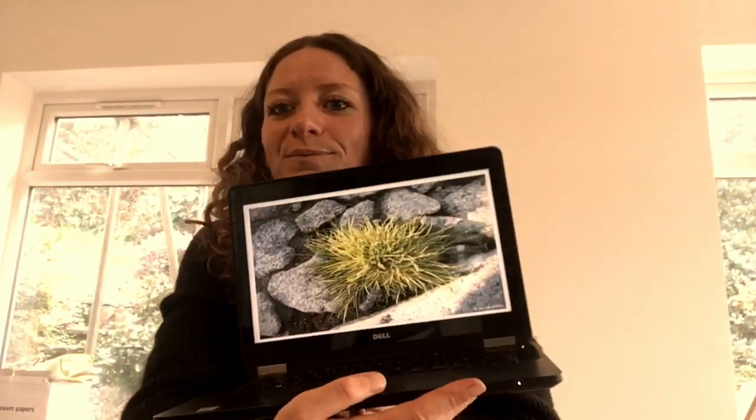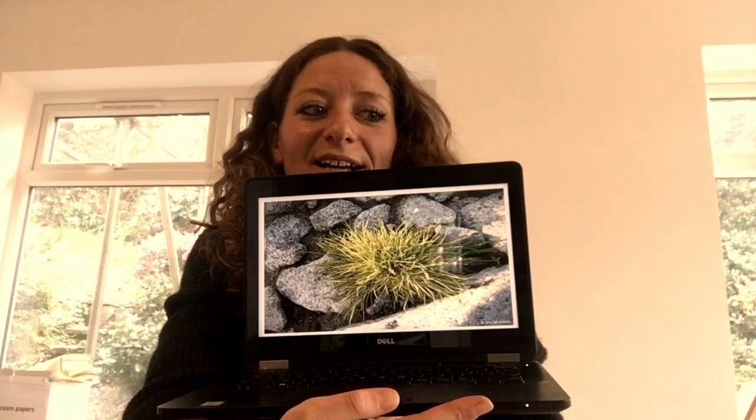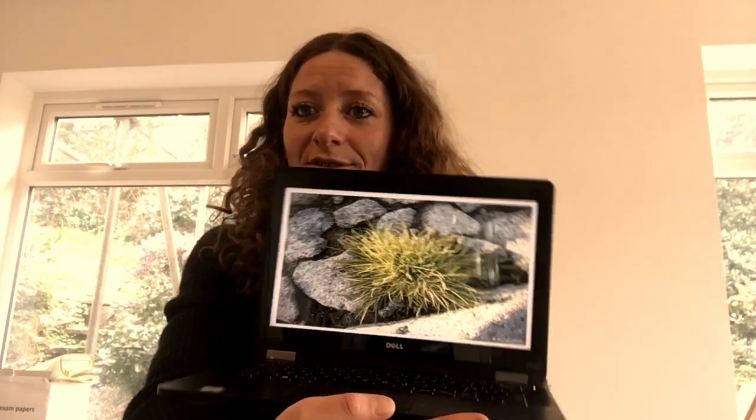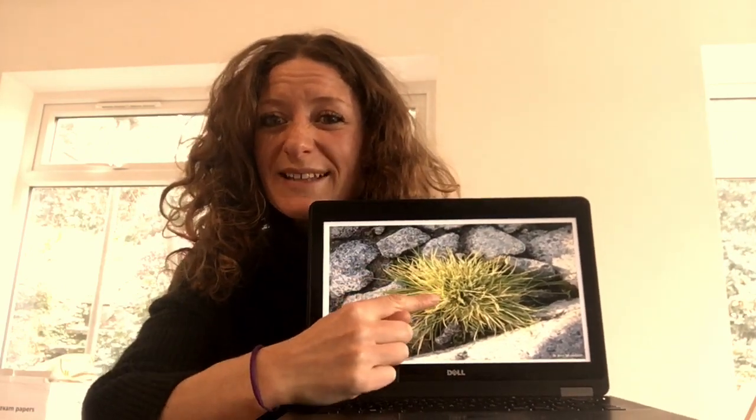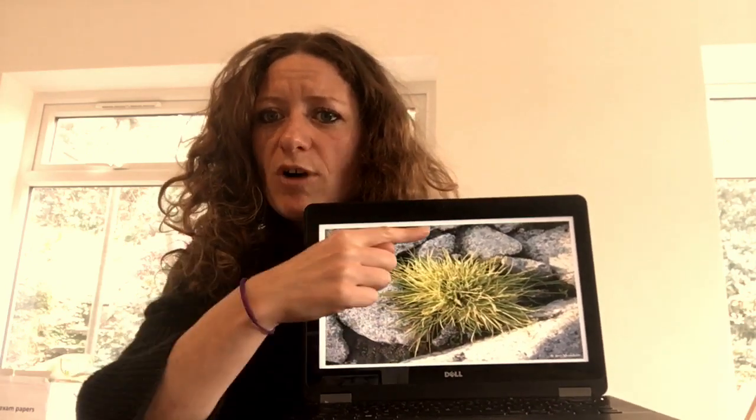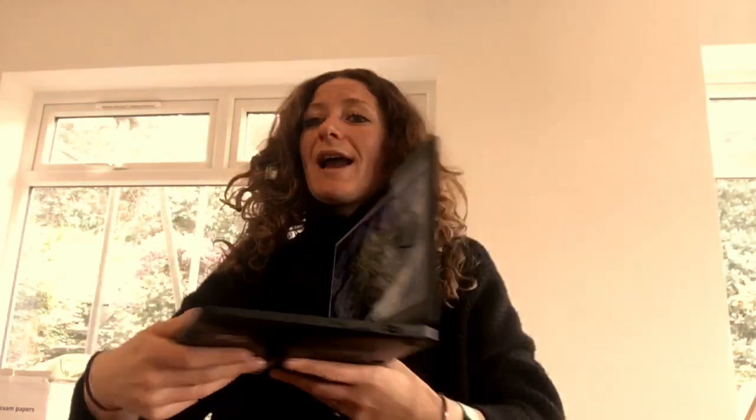Now, the first one is this one. So this is actually called hairgrass. So like you've got on your head, it's called hairgrass. Now you can see that hairgrass is amazing because actually hairgrass manages to grow in all of these rocks. It's also a really, really small plant.